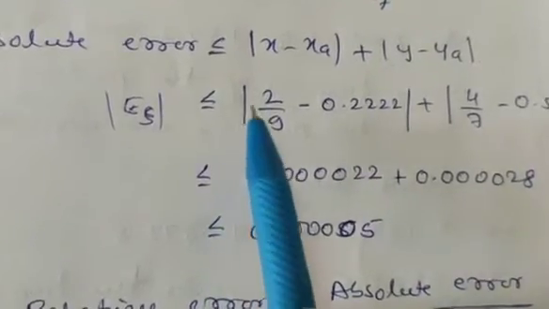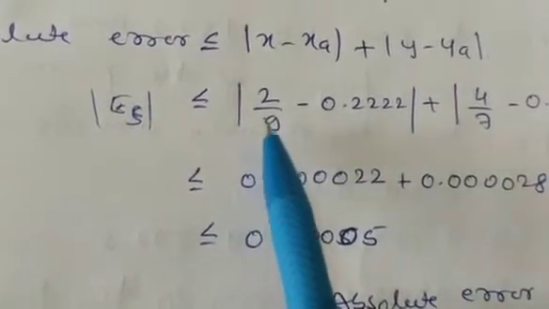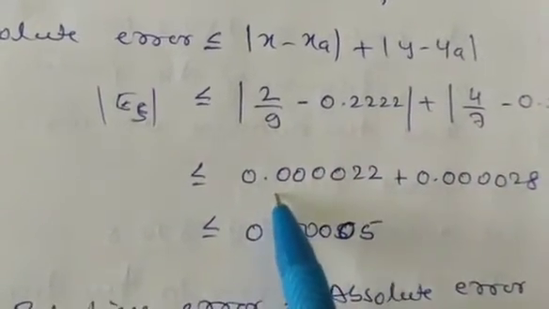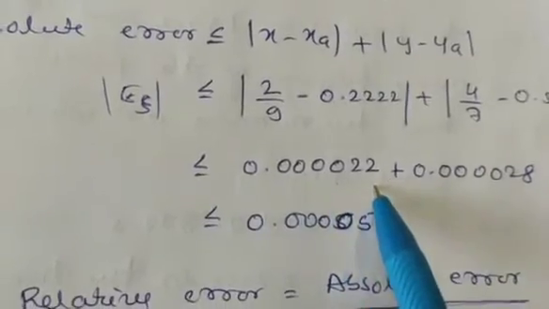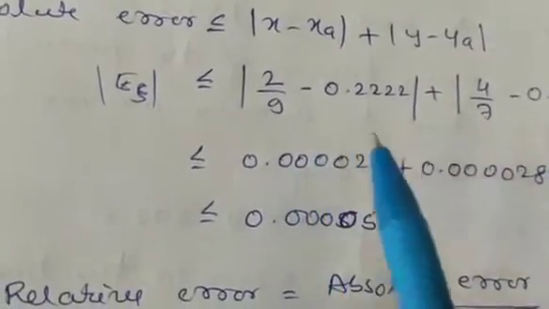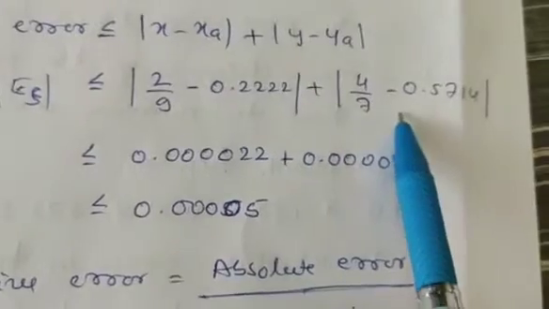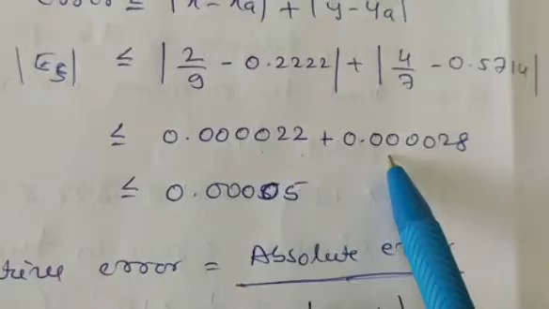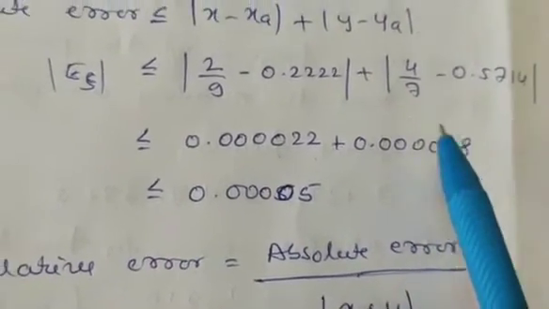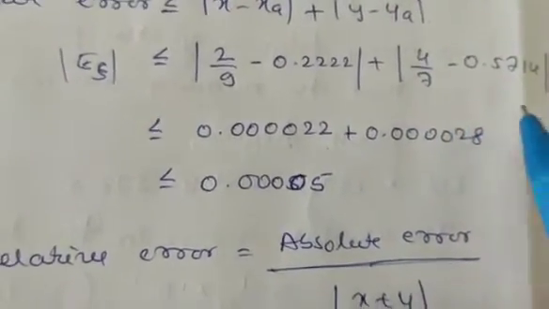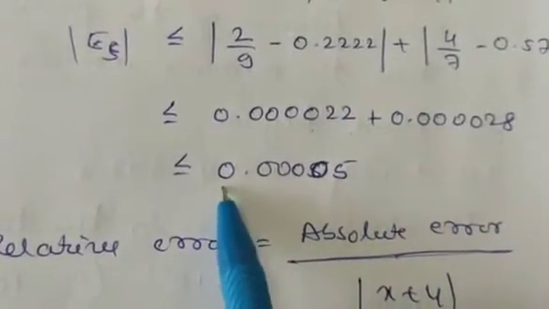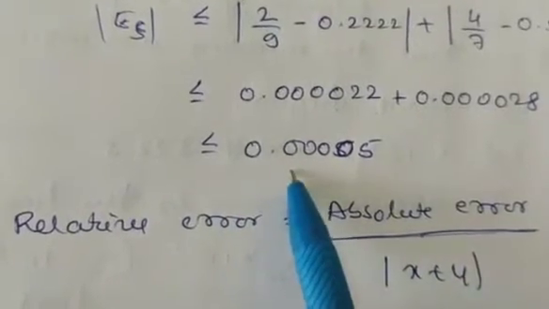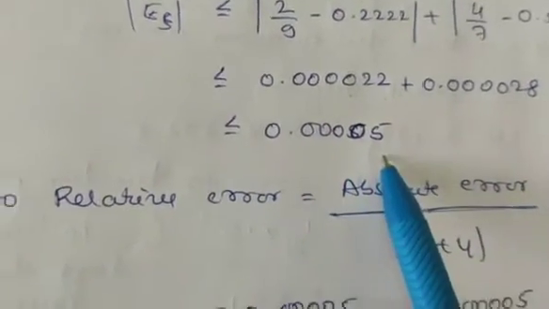What to do here is divide 2 by 9 in the calculator. 2 by 9 minus 0.2222, if you simplify this, you will get 0.4 times 10 to the minus 4... Using a scientific calculator, you have to solve this. Plus 4 by 7 minus 0.5714, after simplification, you will get 0.4 times 10 to the minus 4. For this, you have to use the calculator for dividing and all these things. Adding these two, it is less than or equal to 0.4 times 10 to the minus 4 times 5.